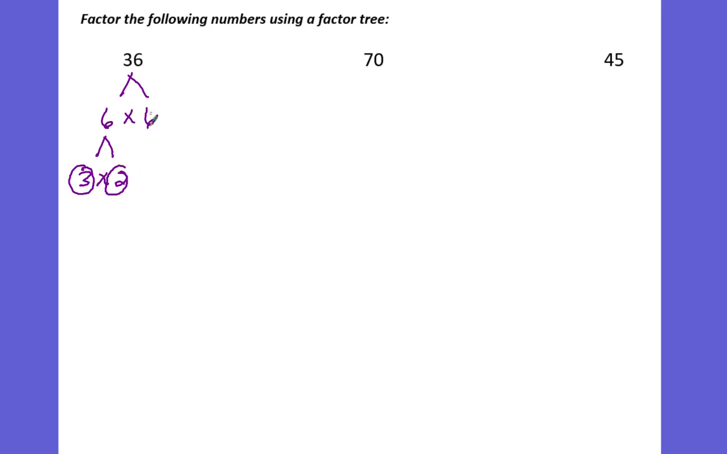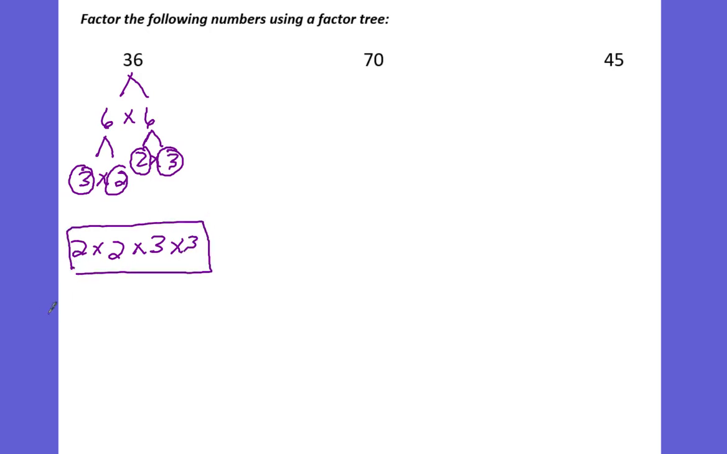Then I have the 6 off of this branch, so I need to factor that. And I can do 2 times 3 or 3 times 2, it's the same thing. And they're both prime, so I circle. Now I'm going to write my prime factors, my circled numbers, in order from least to greatest. I have 2 2's, this is going to be 2 times 2, and I have 2 3's. Times 3 times 3. So this is the prime factorization for 36.